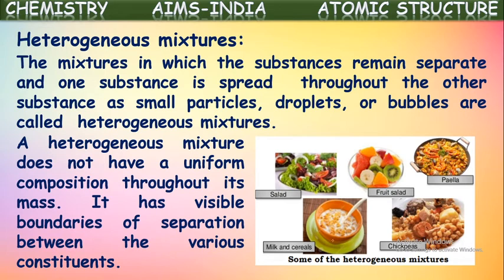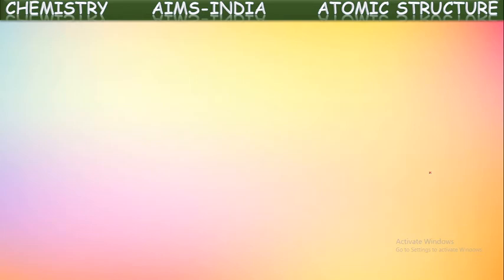And some more they have shown: milk and cereals, pizzas, and some salads. These all come under heterogeneous mixtures in which components can be seen clearly even after mixing.